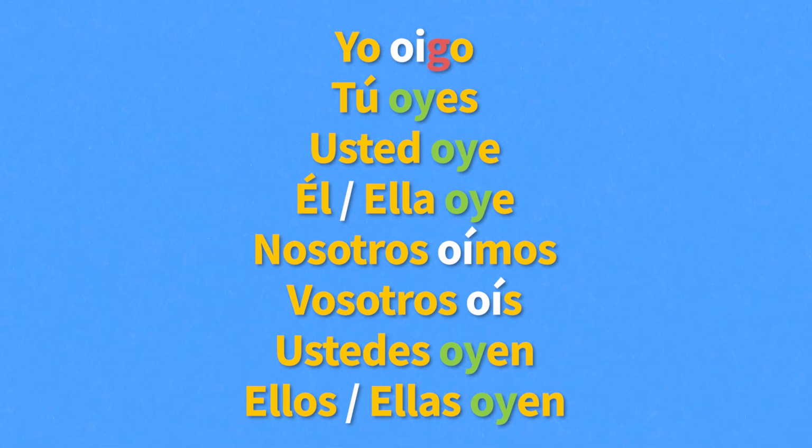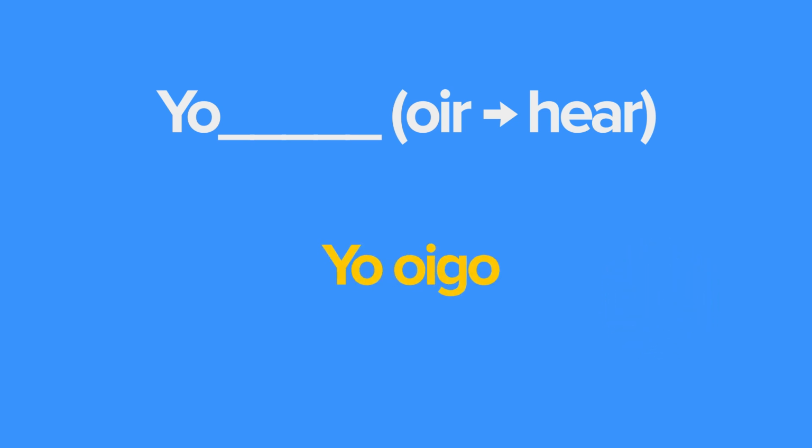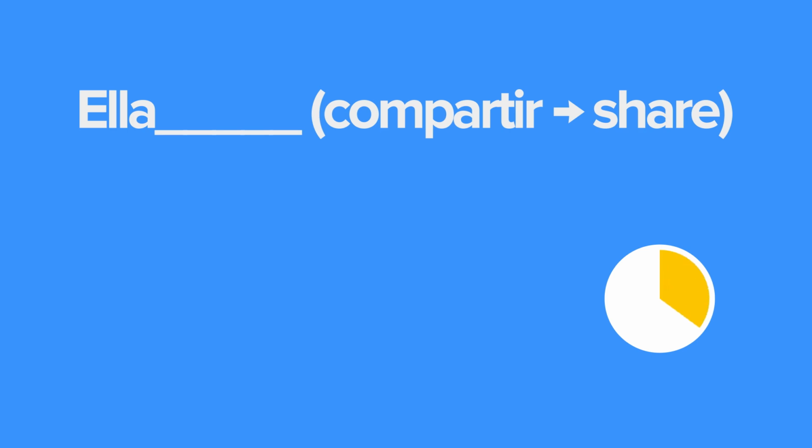So, now that we've seen the most common and useful IR verbs in Spanish and how they're conjugated, let's put what you've learned to the test. Just like before, I'll give you a couple of seconds to give me the answer. Vamos. Yo oír. Yo oigo. Ella compartir.